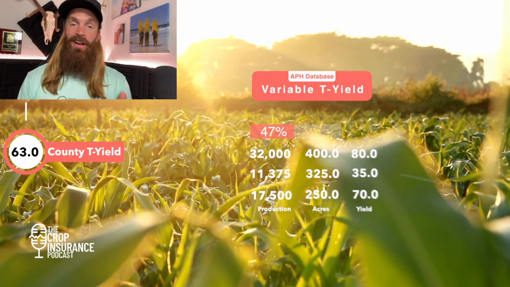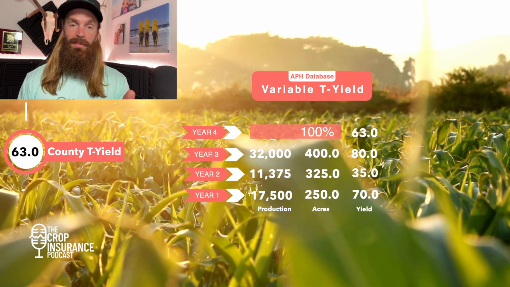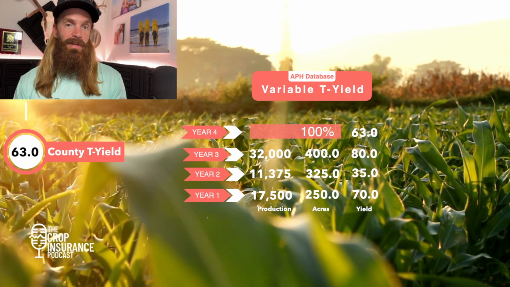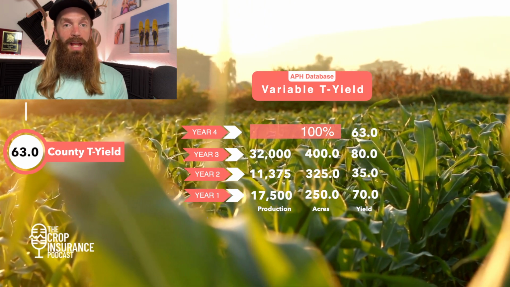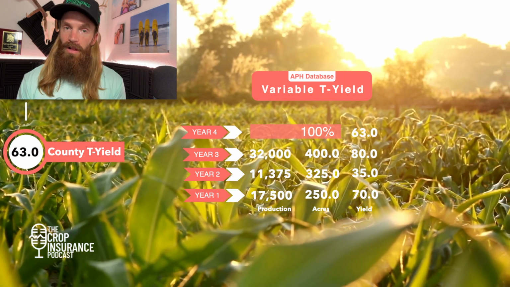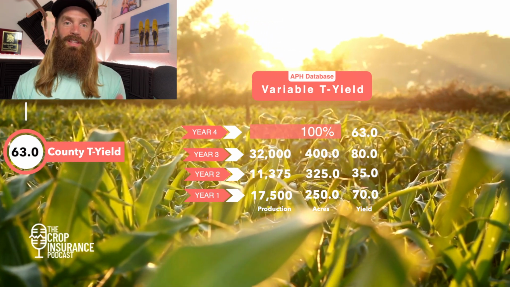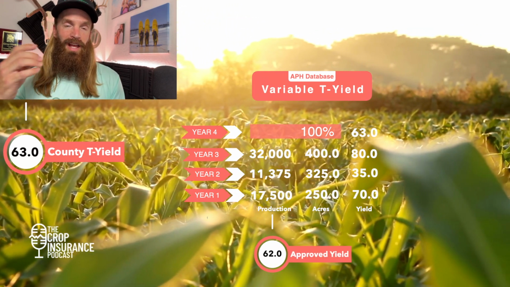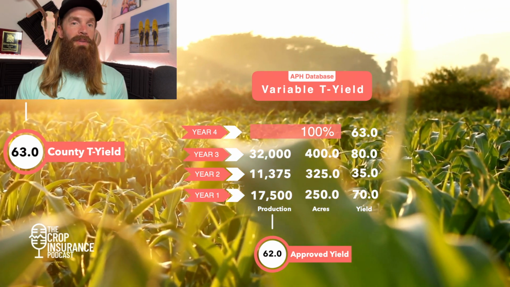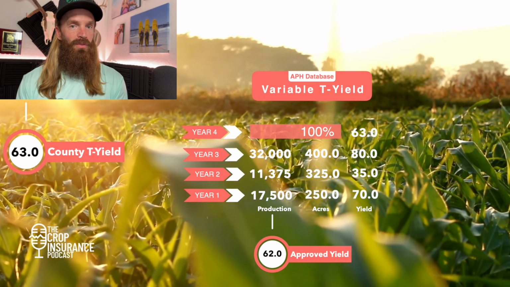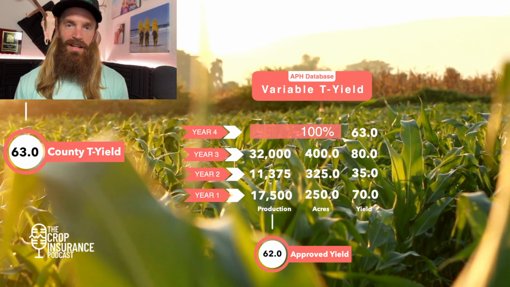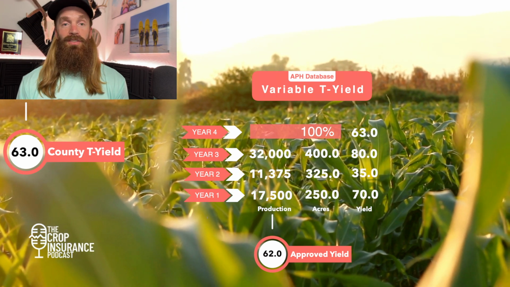Now we're entering our 3rd year of production into our tables. You'll notice that we only have one table now because of the new producer rules. Once you have 3 years of actual production history, you no longer qualify as a new producer. So in this case, you're going to only have 1 year of your county T yield left to use in your average. But with the variable T yield rules, when you have 3 years of your actual history, you get to use 100% of that county T yield. So the answer is the same.